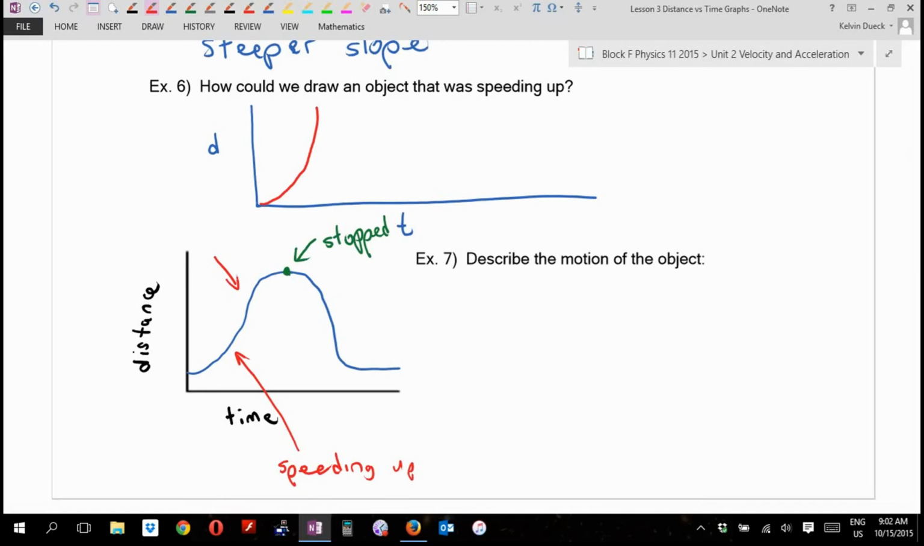I'm going to ask you this, slowing down, I'm going to ask you the same question. Look, what's happening to the steepness in that section? Isn't it decreasing? What's happening to the speed? Same question. Isn't it decreasing? So slowing down. Yes?